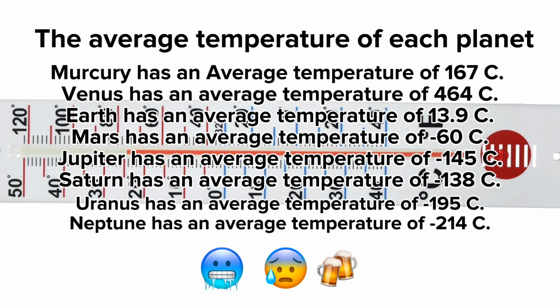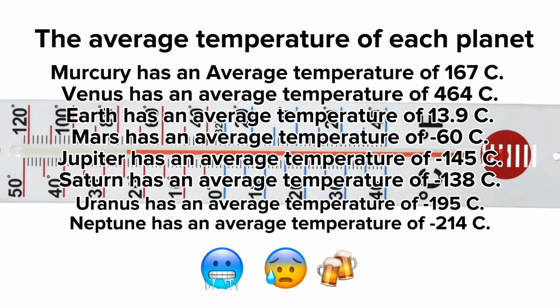The average temperature of each planet. Mercury has an average temperature of 167 degrees Celsius. Venus has an average temperature of 464 degrees Celsius. Earth has an average temperature of 13.9 degrees Celsius. Mars has an average temperature of negative 60 degrees Celsius.